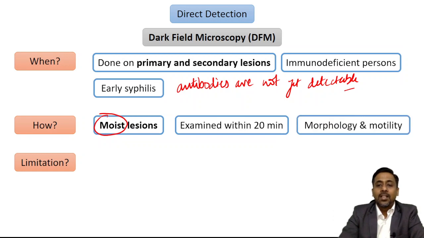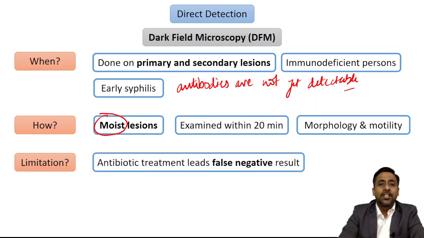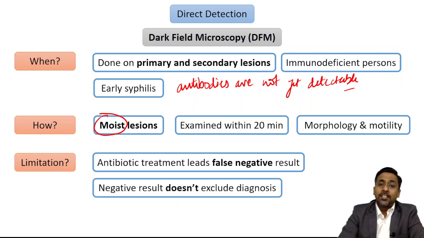And how will we identify the organism? On the basis of characteristic morphology, how it looks: a thin coiled structure, and also by motility. And what is the limitation of dark field microscopy? If antibiotic treatment has been given, then it may lead to false negative results. So that is one limitation. Second, a negative result does not exclude the diagnosis. So even if dark field microscopy is negative, we will not exclude the diagnosis. We have to confirm the negative result with further serological tests, as I have told you in the algorithm.